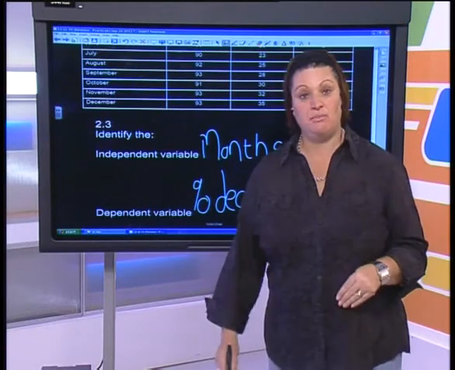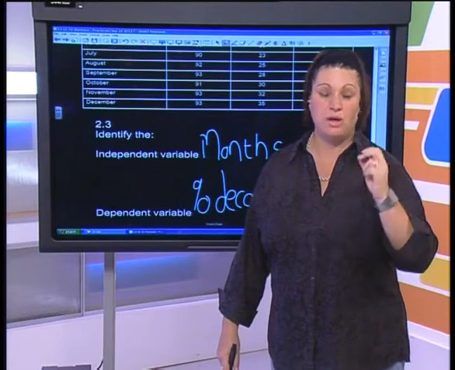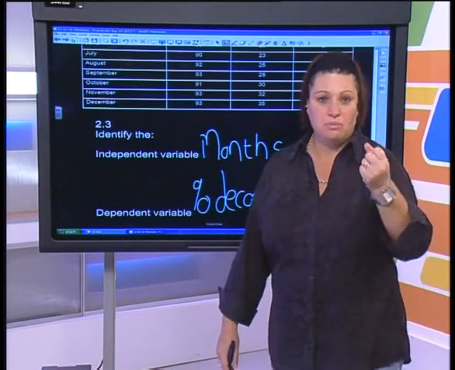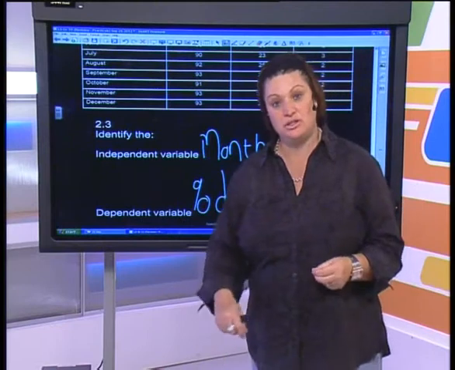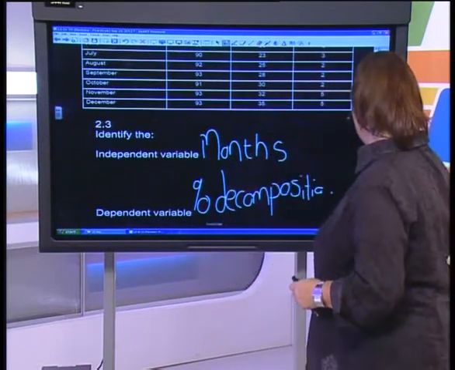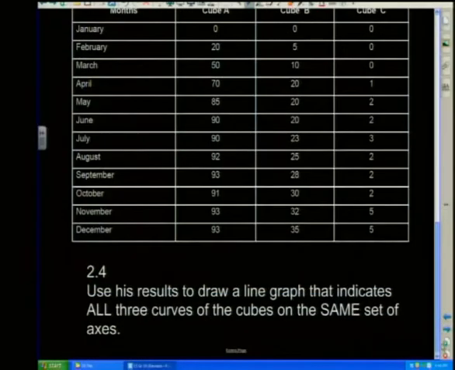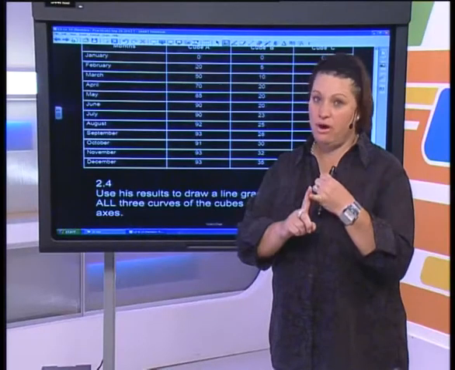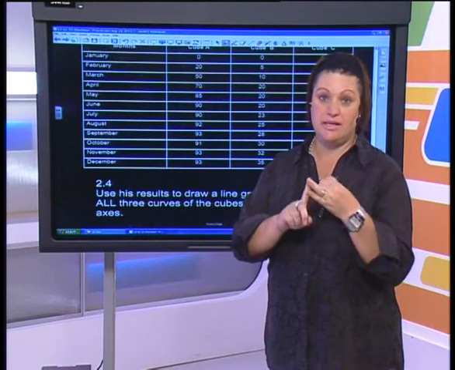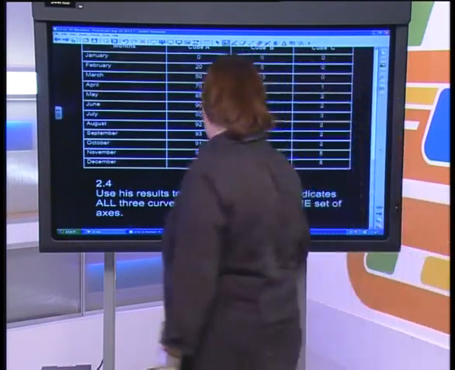The dependent variable is what were the results? What were the predictions? And those were going to be your percentage of decomposition. Right, which will lead us on to the next question. Use the results to draw a line graph that indicates all 3 curves of the cubes on the same set of axes. 1 graph, 3 sets of line curves.